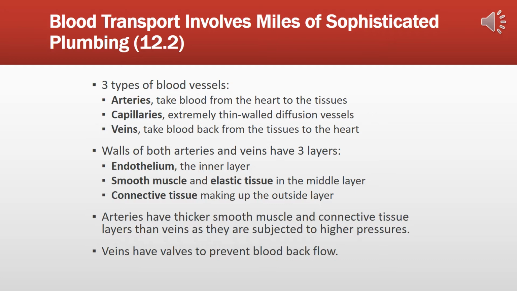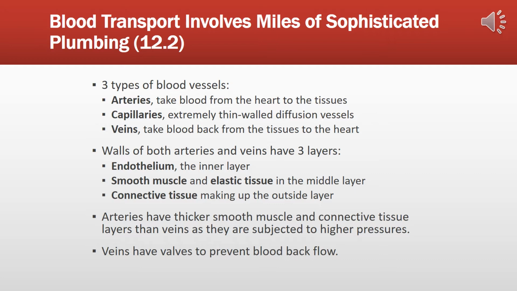The capillaries are extremely thin-walled diffusion vessels within the specific tissues of the body, which actually is where oxygen exchange occurs. And then there are the veins, which take blood back from the tissues to the heart. Veins are always bringing blood back from the tissues to the heart, and that's kind of the best way to remember the difference between arteries and veins, because arteries take blood from the heart and veins take blood to it.